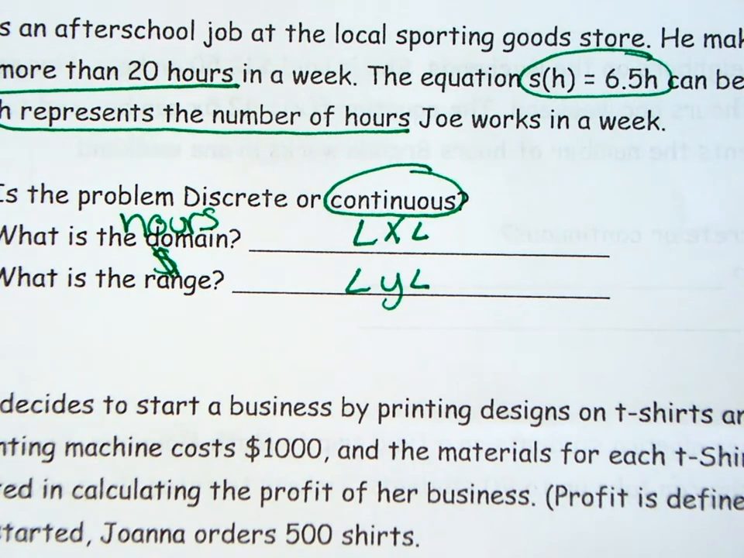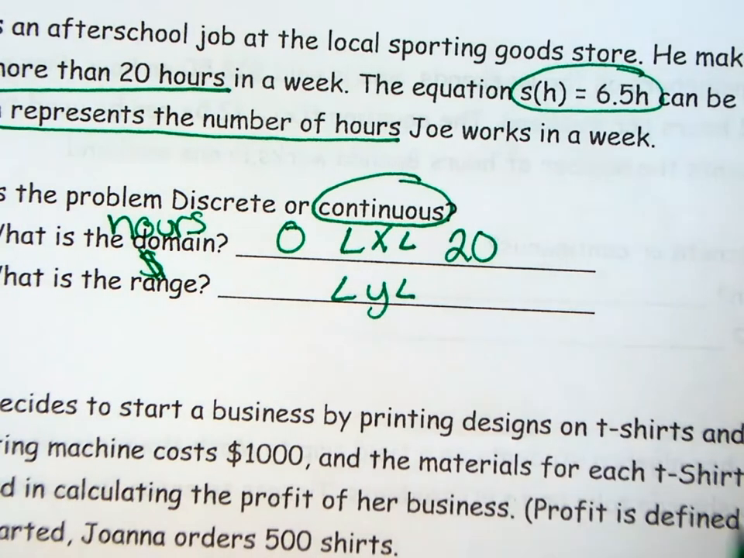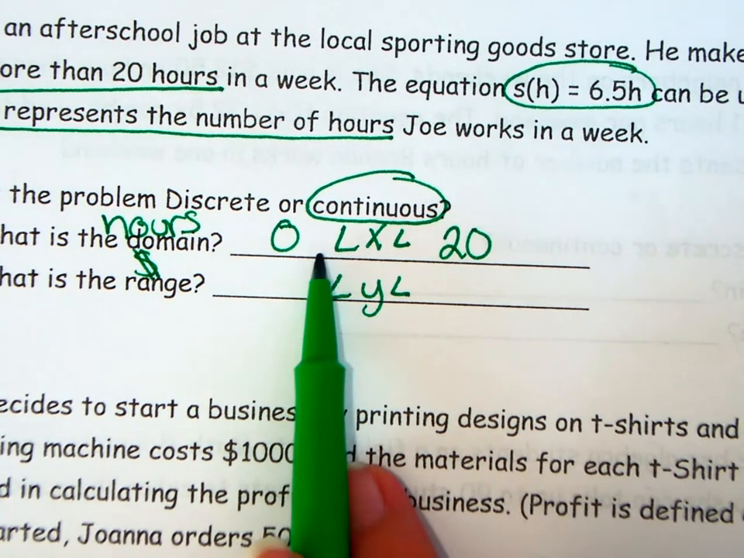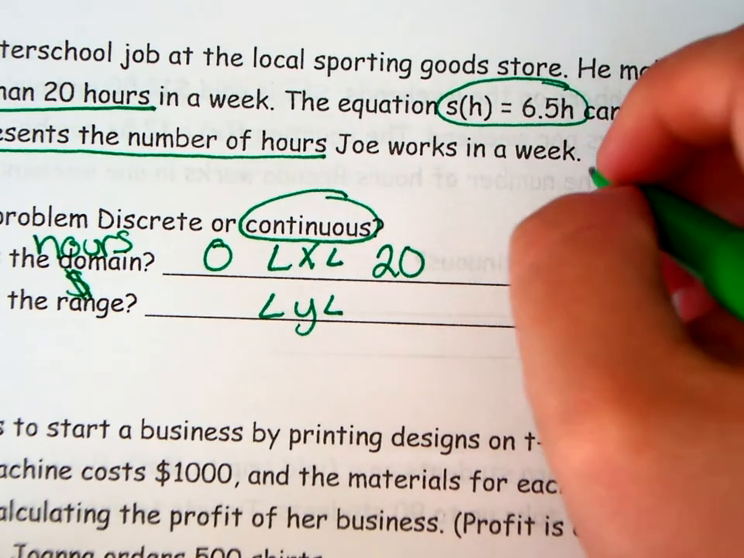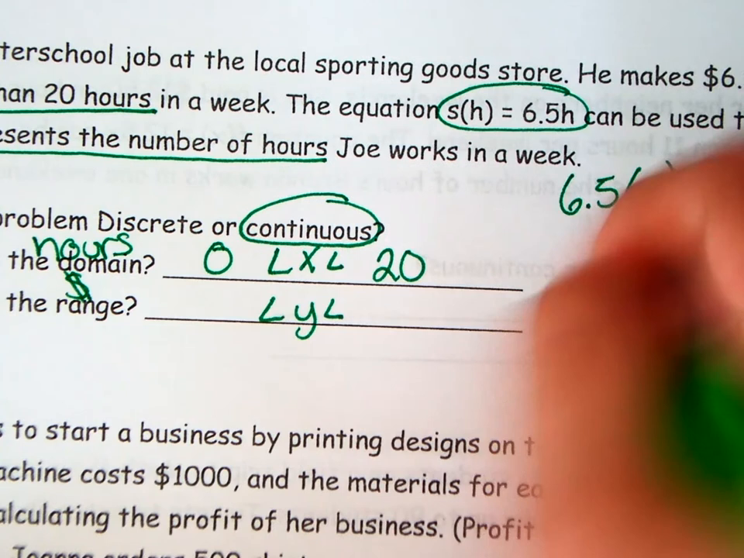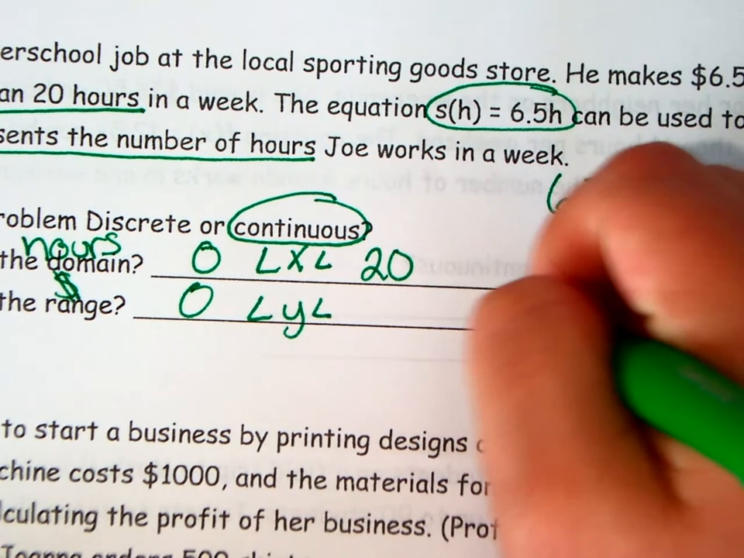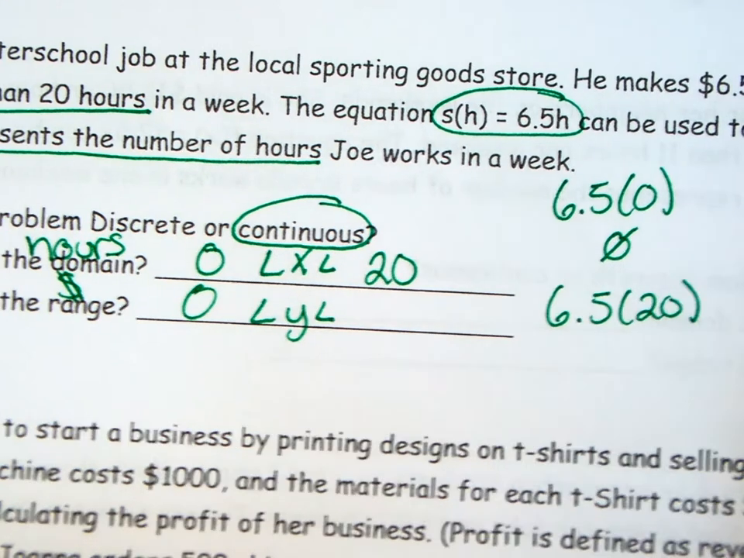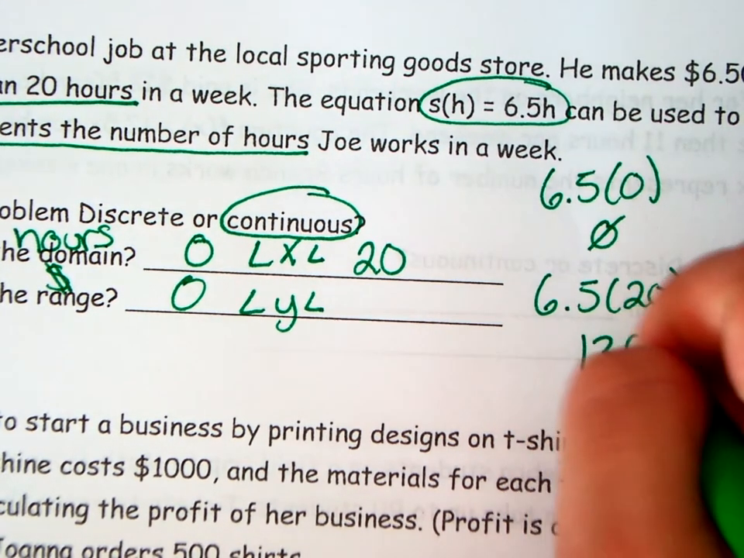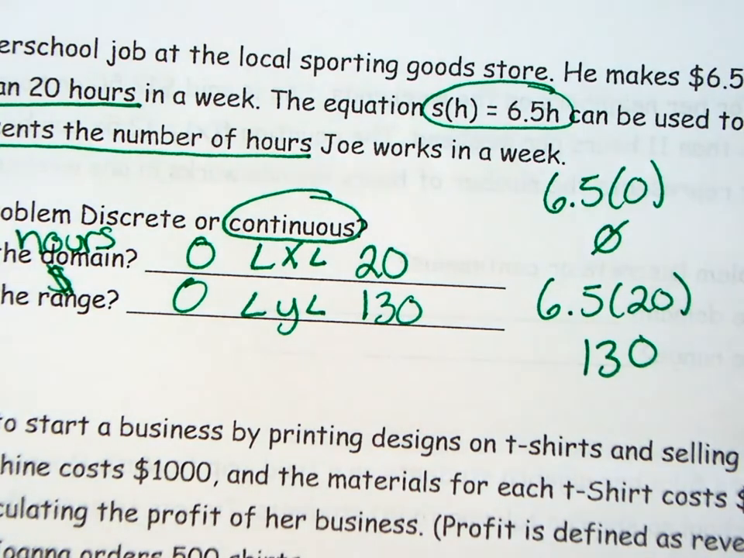So what is the least amount of hours he can work? Zero. What's the most he can work? 20. Yes. So I'm going to take this equation here. I'm going to plug 0 in. 6.5 times 0 is what? 0. So I put 0 there. Now for 20, I'm going to replace it here. 6.5 times 20 will give you 130. So I put that here. And then we're done.